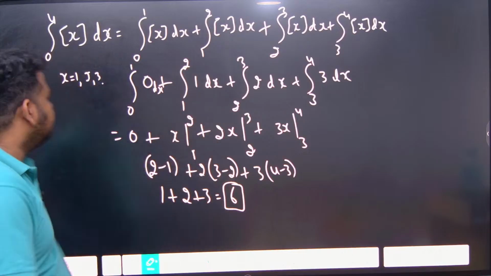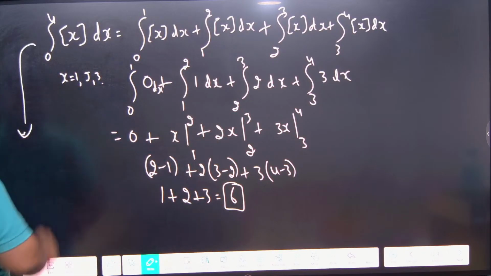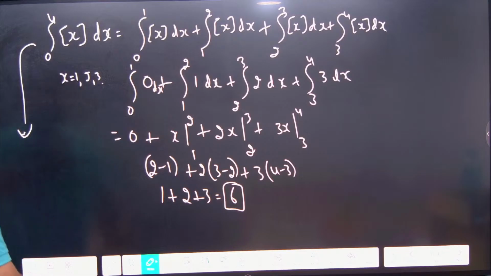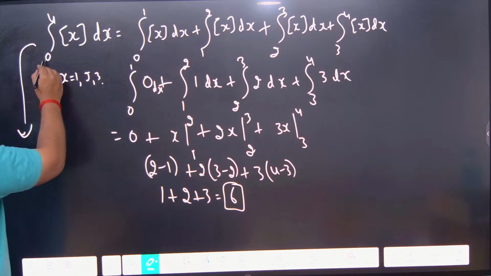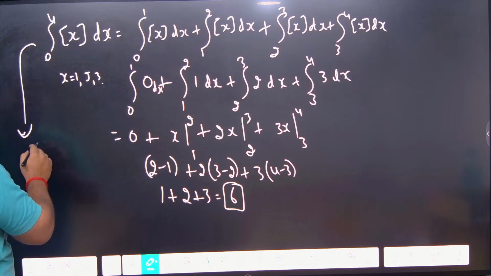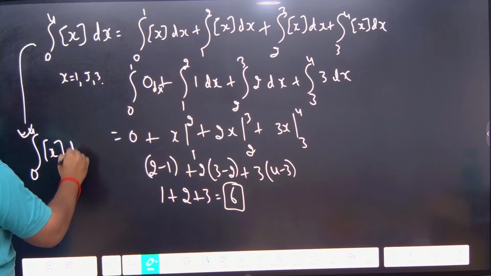Definitely there is a shortcut. What is the shortcut? Let us see the shortcut here, friends. So see here we are having integral 0 to 4 step x dx, right? We are starting from 0, we have to go up to 4. So what is the shortcut?